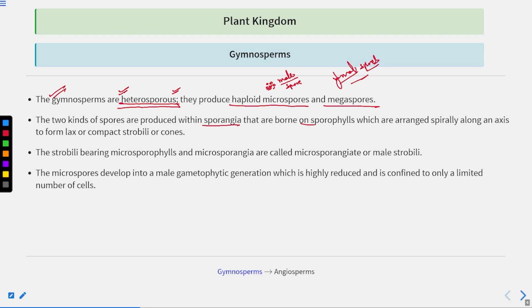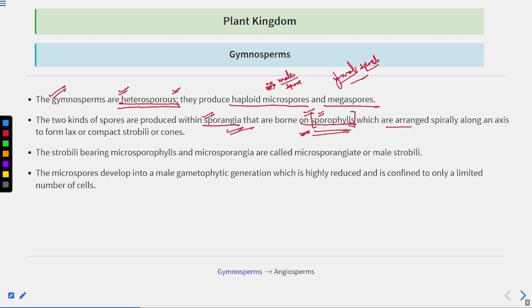Now the two kinds of spores are produced within the sporangia that are borne on the sporophylls. Now, what are sporophylls? Leaf-like structures that bear spores, or the sporangia, are called sporophylls.